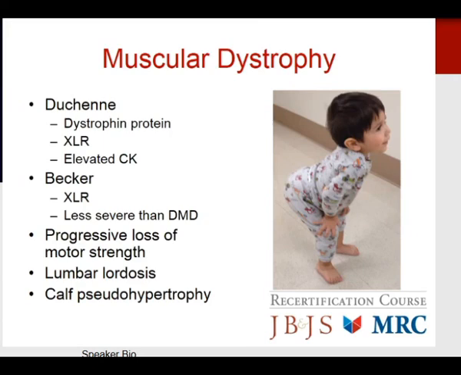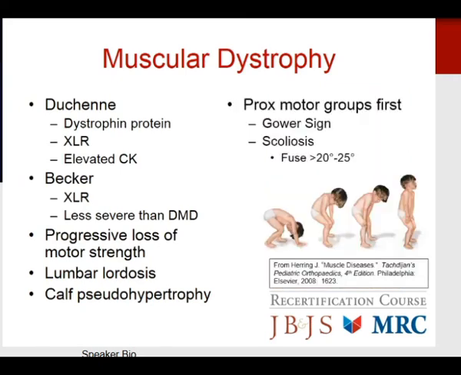Again, the characteristic finding is progressive loss of motor strength. Frequently, these patients will also have lumbar lordosis and calf pseudohypertrophy. A very characteristic examination finding is the Gower sign, in which the child effectively has to triplane up when arising from a sitting or a supine position.